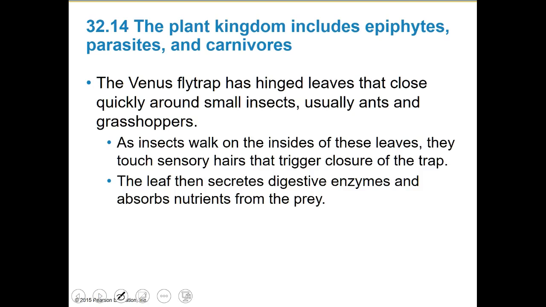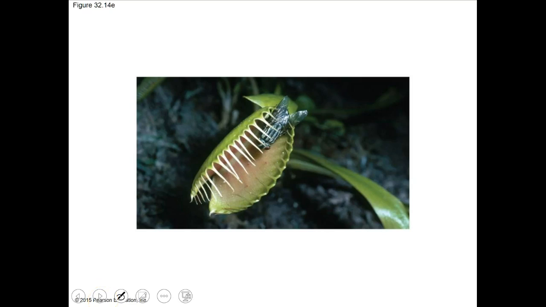So the Venus flytrap has hinged leaves that quickly close around insects. As an insect walks, it triggers some hair sensors that close the trap. We're going to talk in the next class period about what this is called, because we need some plant responses, and that's a plant response to touch, which has a very specific name. The leaf then secretes digestive enzymes and absorbs nutrients from the prey. Okay, so we've seen that guy doing his work.